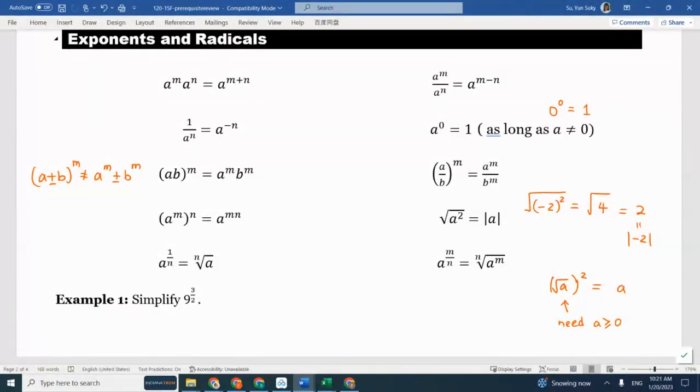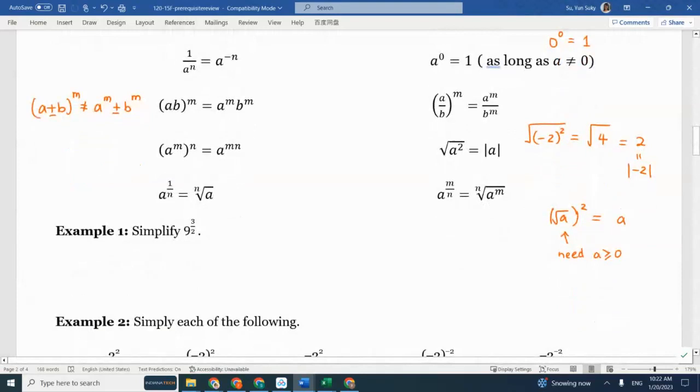But if you see this, a could be anything. It could be positive, it could be 0, it could be negative. All defined. And then this is m over n. The n represents the n-th root. The m is the power. Right, everybody?